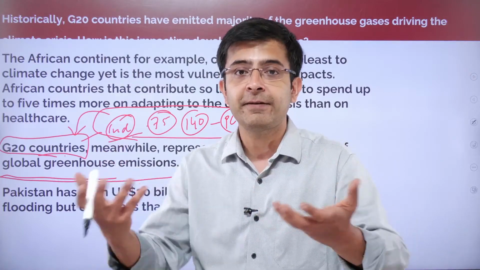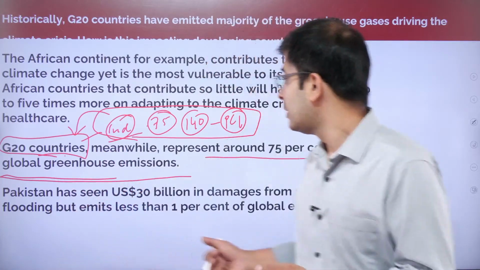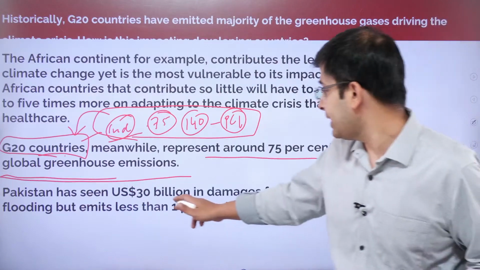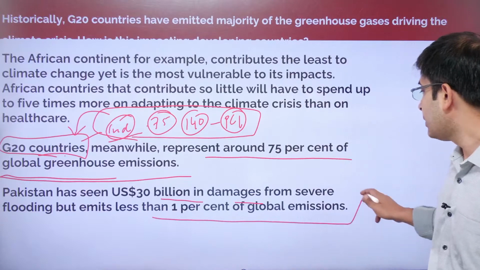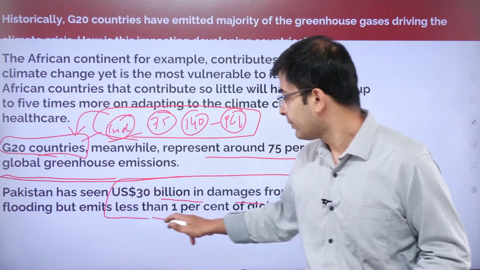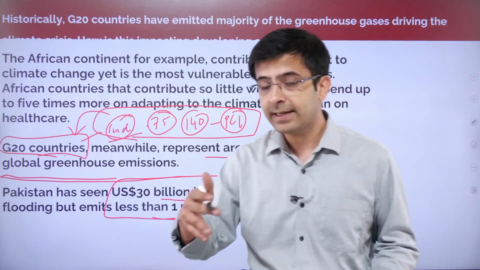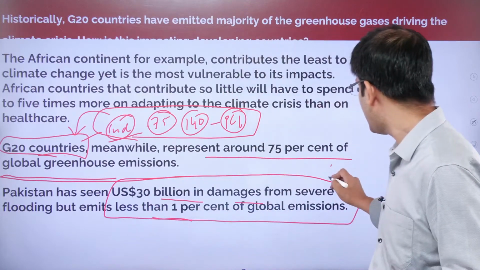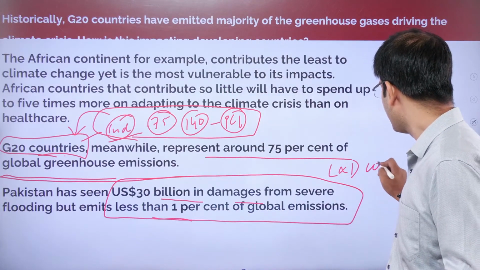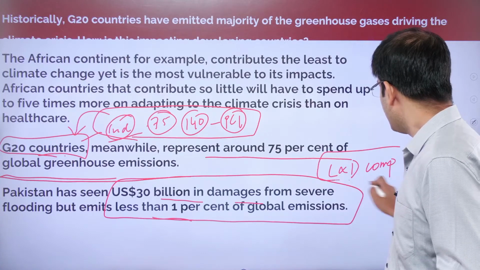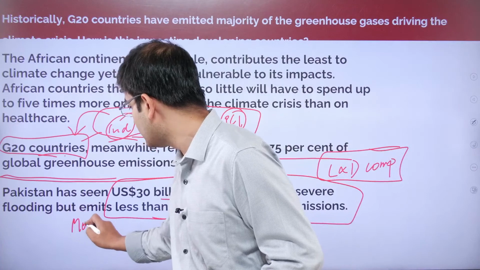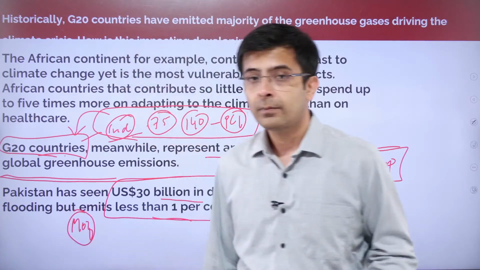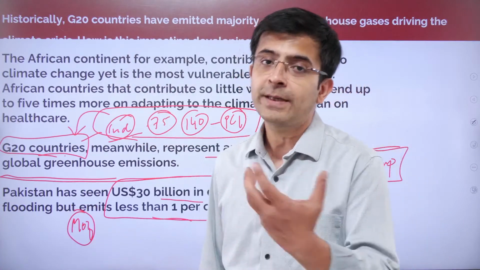Very inherently different nature. So Pakistan, you saw, 30 billion in damages, emits less than 1% of the global emissions. See? The neighboring country of Pakistan is a classic example of a valid case for loss and damage compensation. Okay, valid case, for sure. Mozambique, another example that you can quote. Valid case. Because they were not the ones who polluted in the first place.